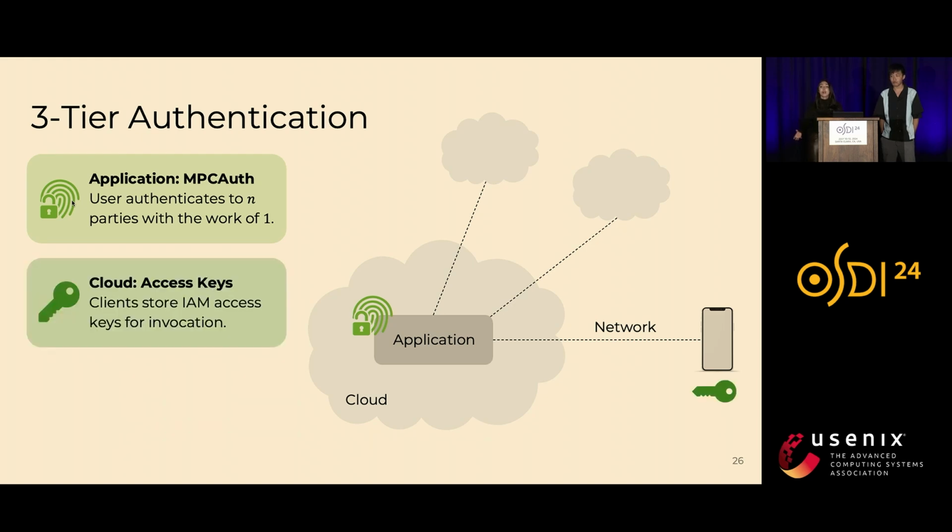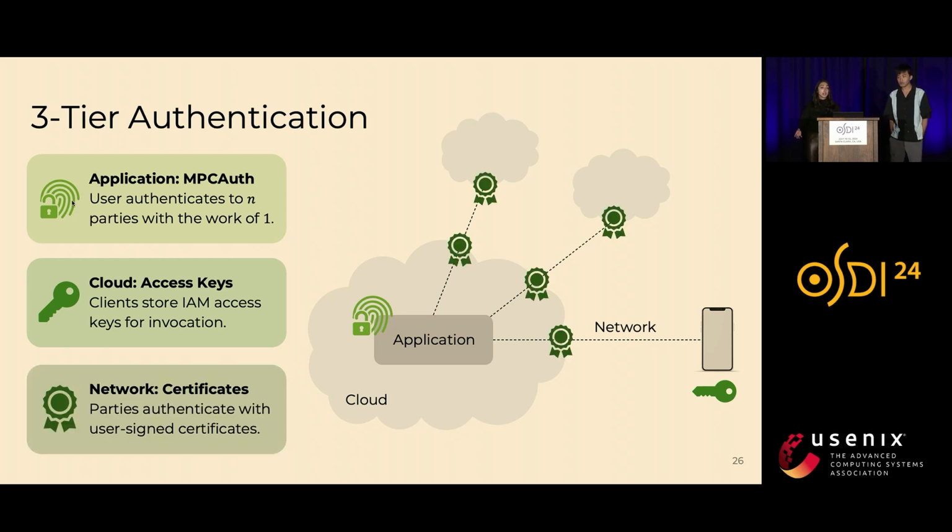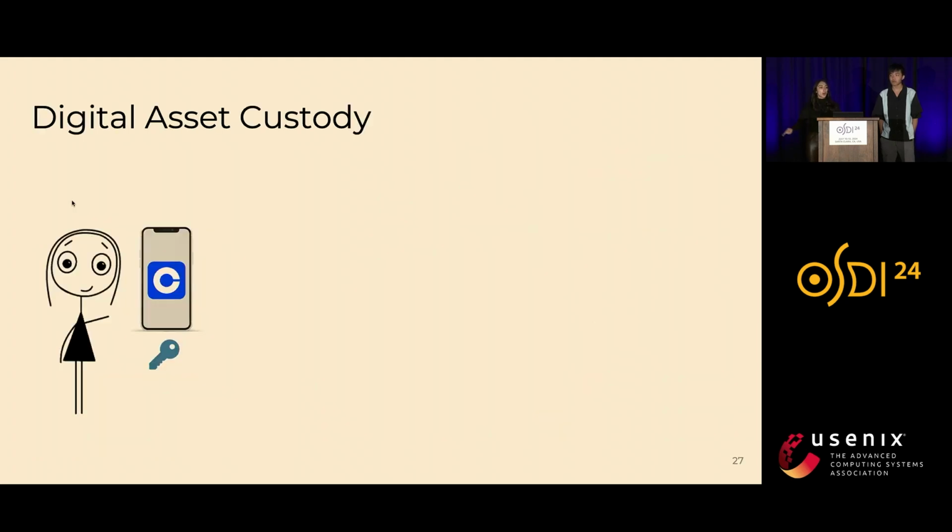To secure the cloud layer, we use access keys. So clients locally store IAM access keys, and they use these to authorize their invocations. And finally, at the network layer, we use certificates in our relay protocol. So parties will authenticate to one another using previously user-signed certificates. So how do all of these moving parts come together in our running example of digital asset custody? Recall that we have a user, Alice.